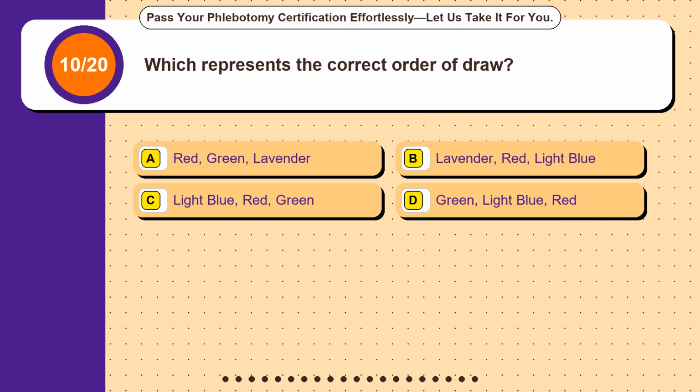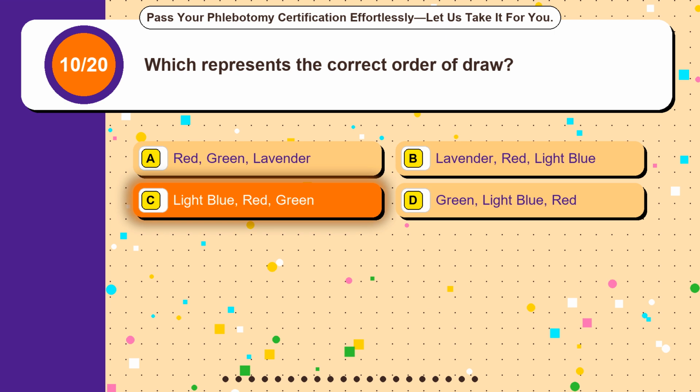Question 10. Which represents the correct order of draw? Option A, red, green, lavender. Option B, lavender, red, light blue. Option C, light blue, red, green. Option D, green, light blue, red. The correct answer is option C, light blue, red, green.